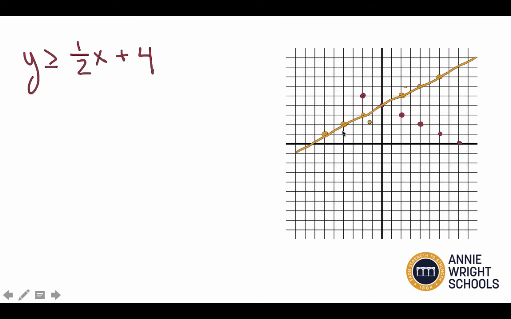So I'm graphing it in yellow. All right, so from 4 up 1 over 2. Good. Now plug in 0, 0. Is 0 greater than or equal to 0 plus 4? That is not true. 0, 0 does not work. So the answer is where 0, 0 is not.